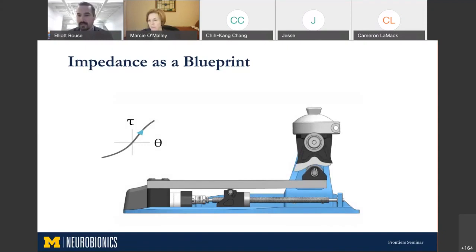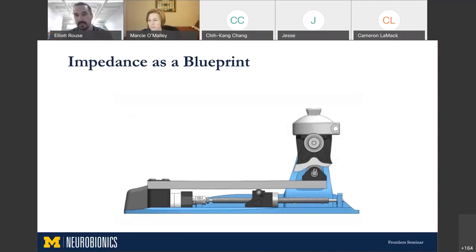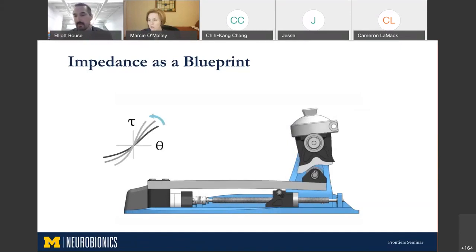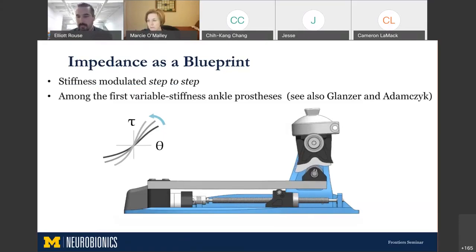The next innovation I'd like to draw your attention to is that we can change the stiffness of this foot by changing the support condition of this cantilever spring. So essentially that means we can take our custom torque angle curve and rotate it around the origin by modifying the support condition. So we would adjust the stiffness step to step, while the foot is unloaded. And I think this is among the first variable stiffness ankle prostheses that have been developed. And another innovative design has been developed by Peter Adamczyk at Wisconsin. It's worth looking into.